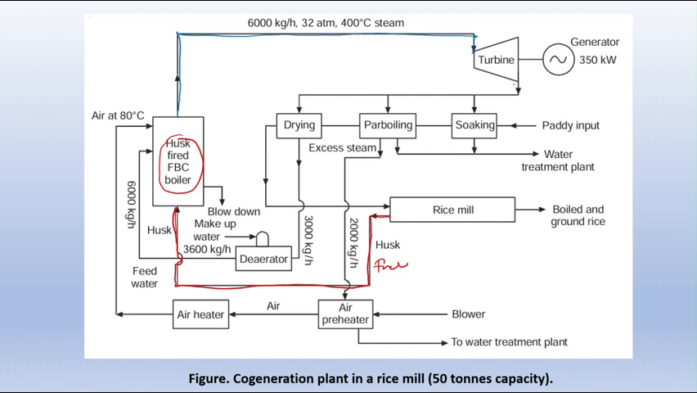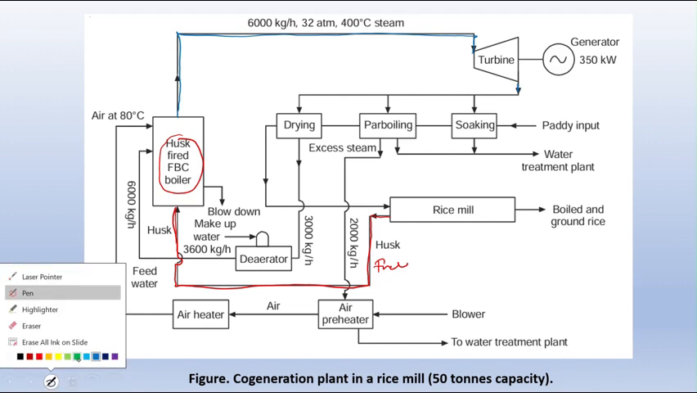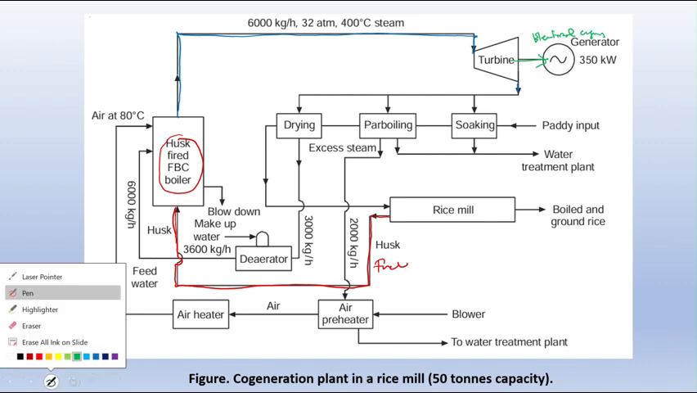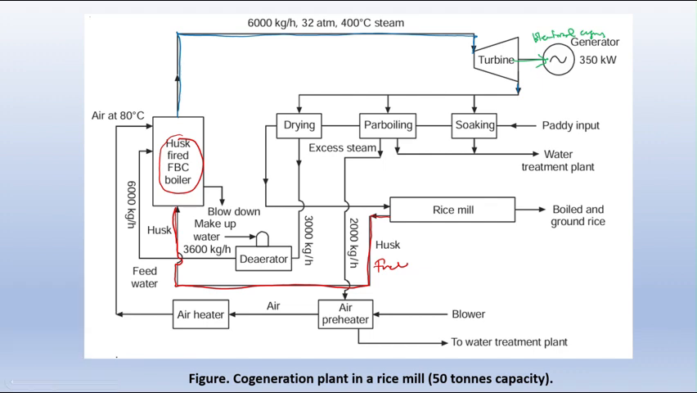In the turbine, some portion of the steam is required to generate power, that is electrical energy, and the remaining portion moves to the process applications. These three are the process applications in the rice mill.